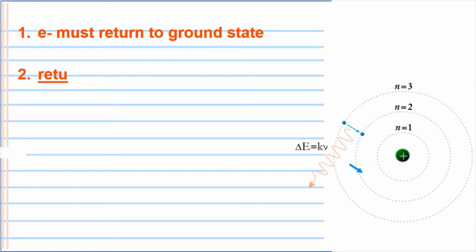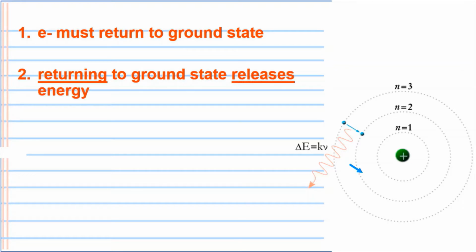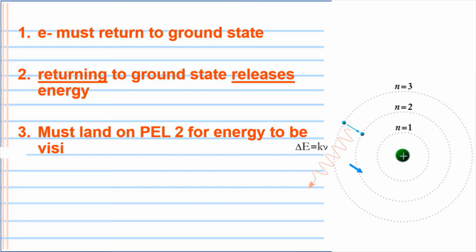And when these electrons fall back down to lower energy levels, they're going to release energy. And if that electron happens to land on the second energy level, principal energy level number 2, the energy that it releases is going to be in a wavelength that our eyes are going to be able to see without any extra equipment, and it's going to be visible light to us as it returns back down to the ground state.